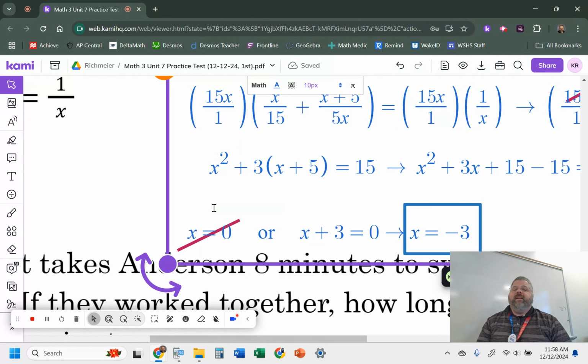That's it for solving rational equations for our test review.